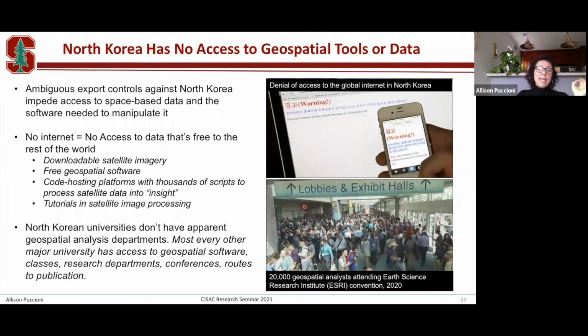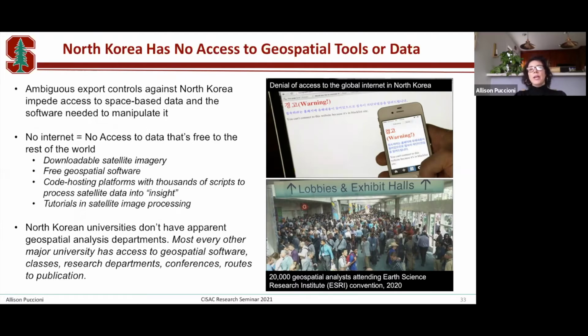By dint of ambiguous export controls, some space-based data sets and the software tools needed to analyze them, North Korea has very limited access to Earth observation data over its own territory. And moreover, internet access is severely limited in North Korea. All of the data, all of the software that is freely available is only so to those with access to the World Wide Web. All the while, there has been a veritable explosion of freely available resources to anyone and everyone with internet access who wants to use environmentally purposed satellite data for research in the field of geospatial analysis.